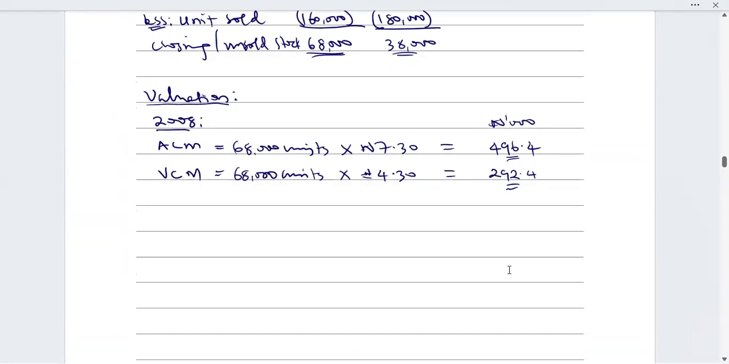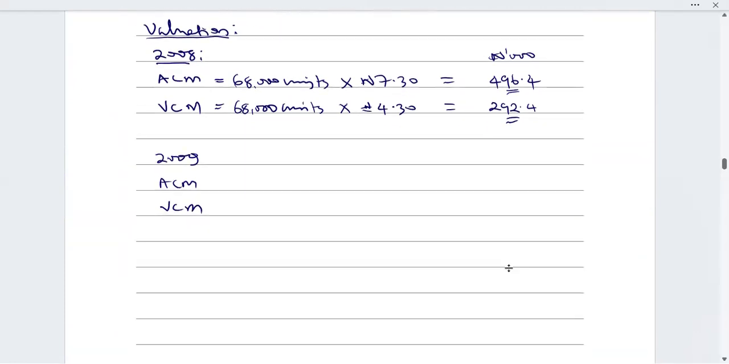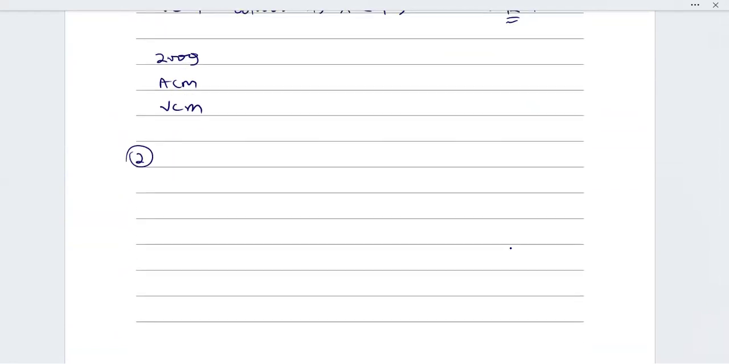Now, we are still coming back to the closing stock for 2009. So let me just give a space for that. 2009 for ACM, for VCM. So I can then go to working number 2 now. For working number 2, we want to determine overhead absorption. Okay. Now we have 2008. We also have 2009.